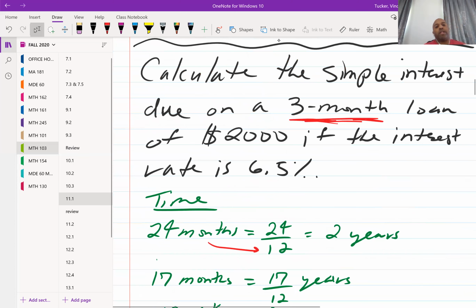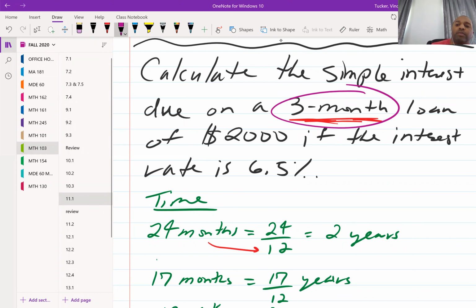All right, so the next one: calculate the simple interest due on a 3-month loan of $2,000 if the interest rate is 6.5%. This time we have a 3-month loan, and it's not given to us in years, so we have to convert it to years. Before we do that, I'll let you finish writing, just make sure everybody's together. But we want to convert that to years before we plug it into our formula.